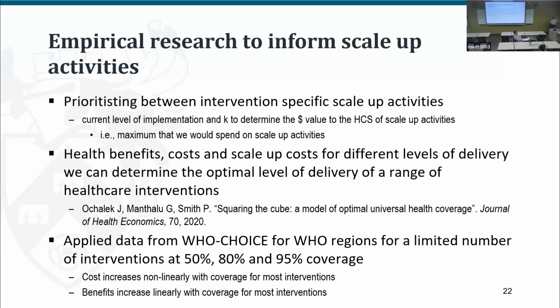Right, so I'll give one more example from the benefits package work. We also did some work to look at some empirical research that was able to inform scale-up activities. So we know that in order to prioritize between intervention-specific scale-up activities, we need to know something about current levels of implementation and how much it would cost to scale things up, and then what's the maximum that we would be willing to spend on scale-up activities, so we can rank and prioritize between these.